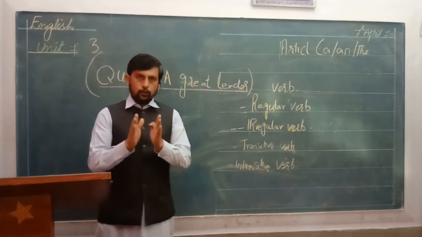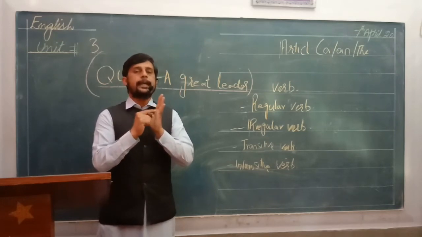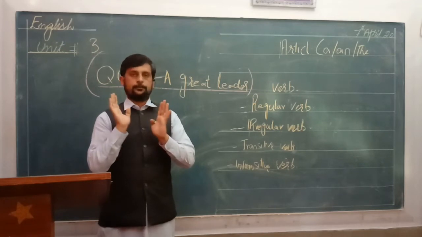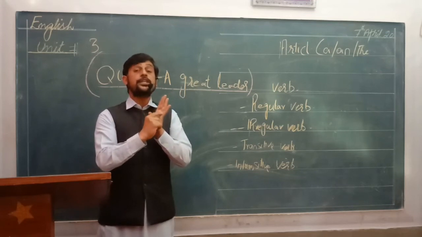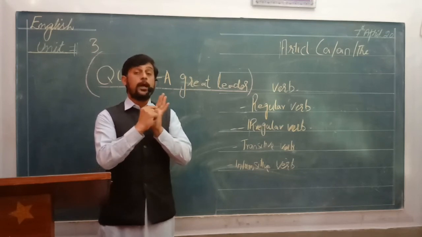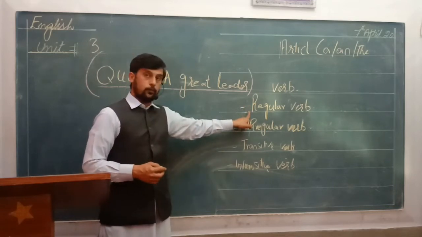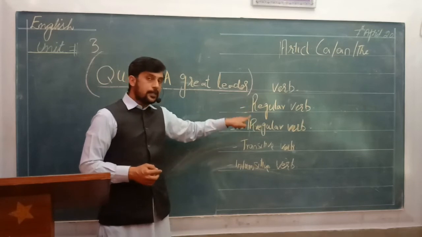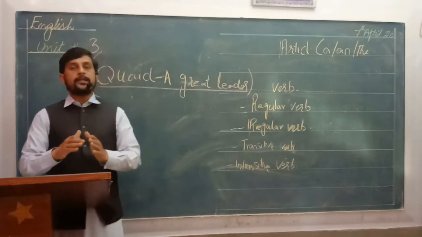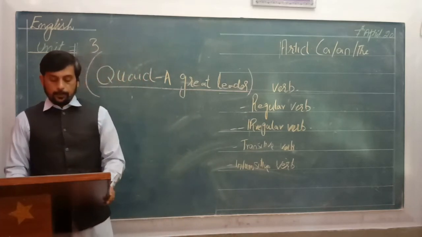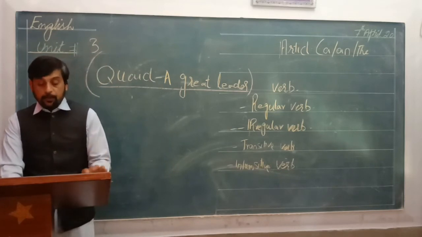Regular verbs are those verbs which take ed at the end of the second and the third form. We don't change the complete form of the verb, we only add ed at the end of that verb while making the second form or third form of the same verb. So that is called regular verb. Now we have another type of verb, that is irregular verb. Now what is an irregular verb?